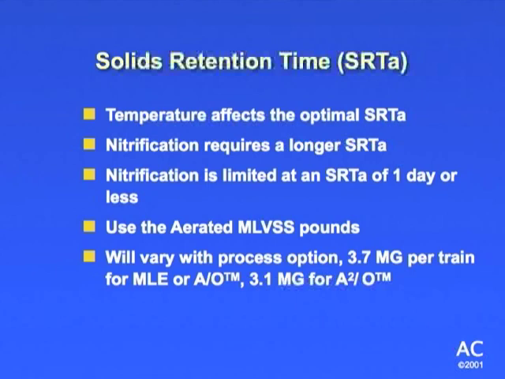Your SRT is going to vary with the process option. When you're operating the MLE or AO process, you have 3.7 million gallons of that whole train that's going to be aerobic, okay? When you're operating the A²O process, you only got 3.1 million gallons of that whole train that's going to be aerobic, as we saw from the previous slides where I showed you the aerobic zones, okay? So the A²O mode is the one that has the least amount of aerobic, because you're preceding it by an anaerobic and an anoxic zone. You're not using the swing zone as an aerobic zone.